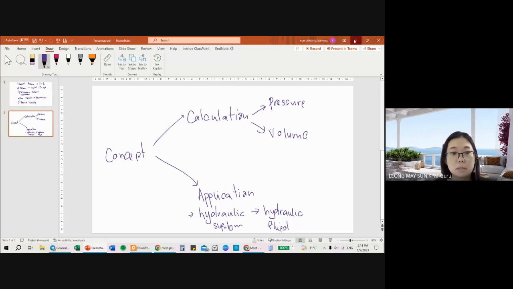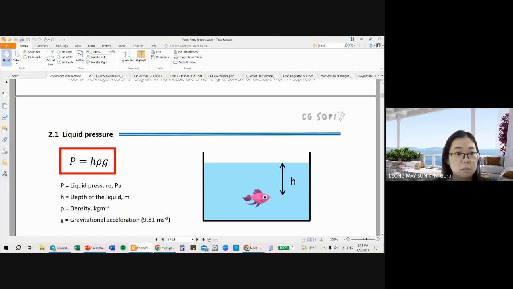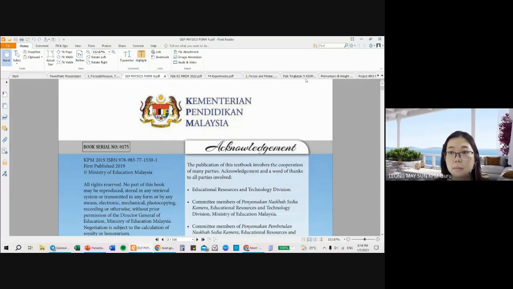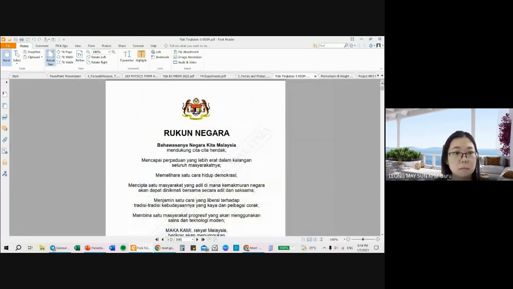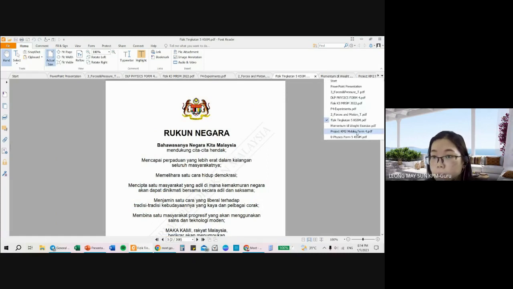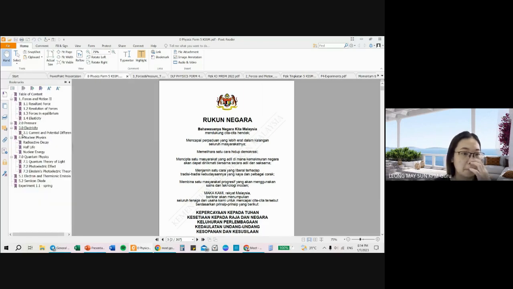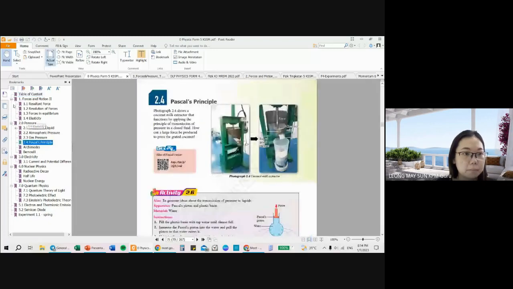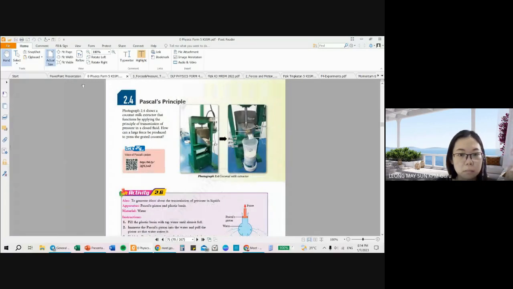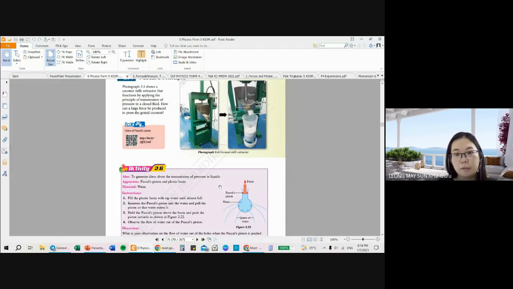I'm going to be using the textbook over here. Alamak, this is not the textbook. Where is the textbook? Okay, so I'm going to go straight forward already.